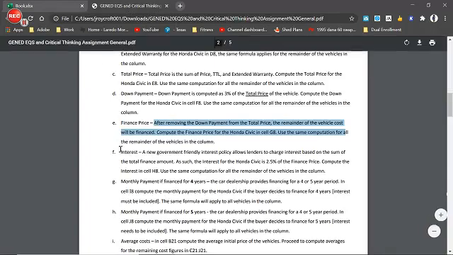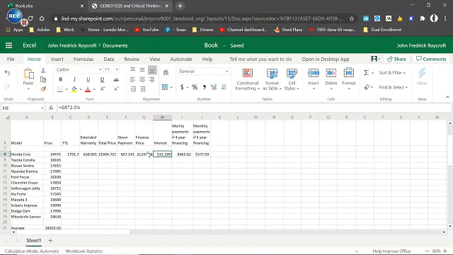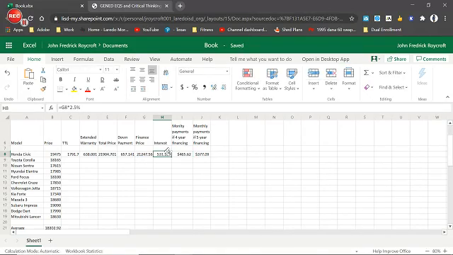The next thing is the interest. A new government-friendly interest policy allows lenders to charge 2.5% based on the sum of the total financed amount. Cool. So how much are they lending us? They're lending us $21,247.56 for this car, right? So how easy it is, it's equal sign, the finance price, which is G8, multiplied by 2.5%, enter. This is the interest, okay? How much interest we're gonna pay on top of this loan here.